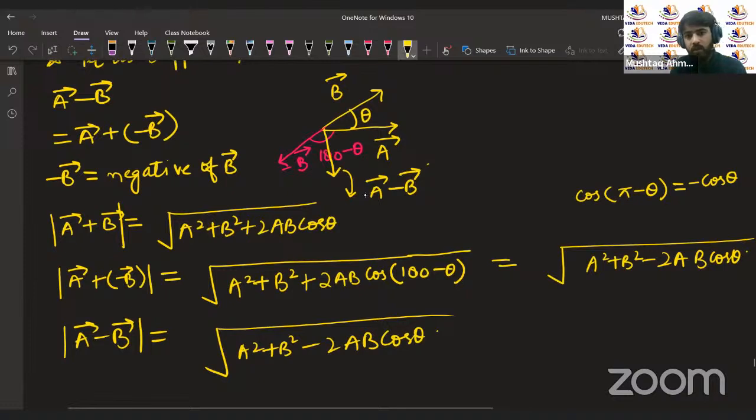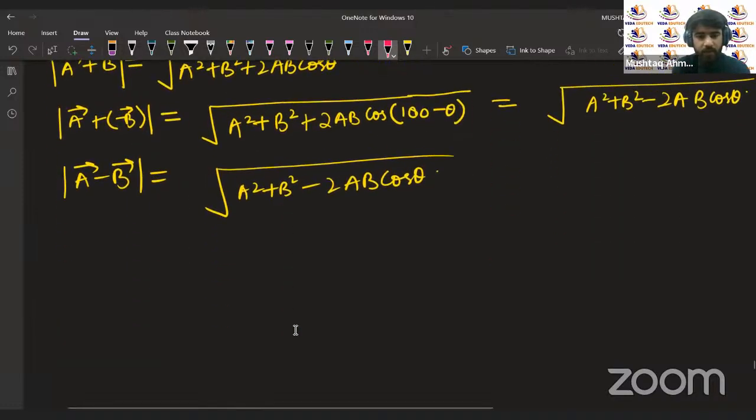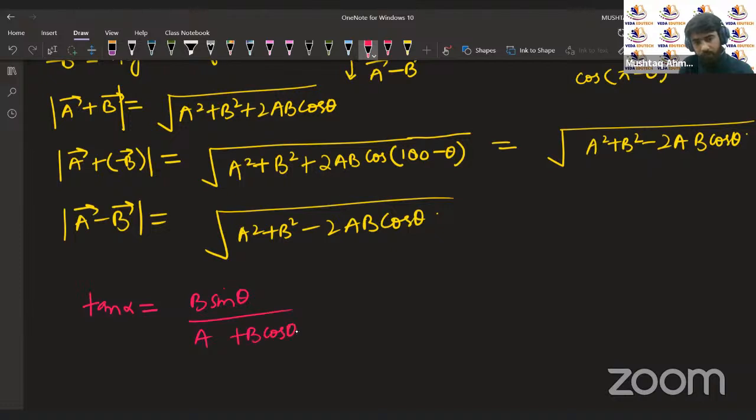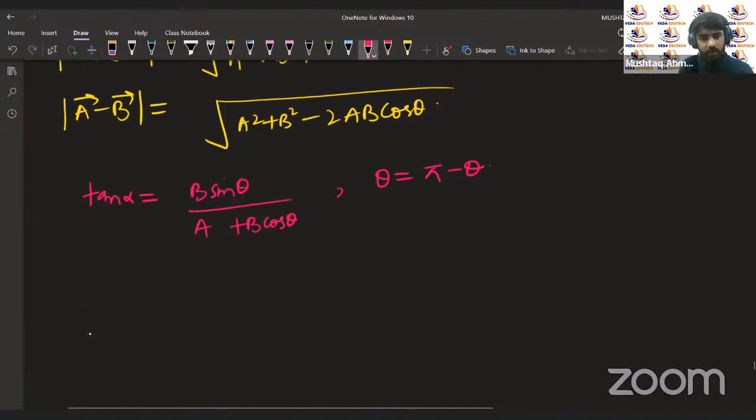Now suppose that this resultant of A vector and minus B vector makes an angle of alpha with A vector. So how can we find this angle alpha? We know that tan of alpha for A plus B was equal to B sine of theta upon A plus B cos theta. But here in this case, our theta is equal to pi minus theta. So our tan of alpha is B sine of pi minus theta.